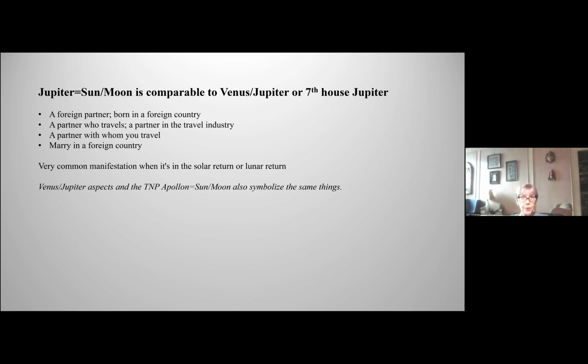they're traveling. So yeah, a foreign partner, or a partner who's born in a foreign country, a partner who travels, a partner who's in the travel industry, a partner with whom you travel, or if you just marry in a foreign country. Now, it's a very common manifestation when it's in the solar or lunar return. But this can show up other ways. As I mentioned, Venus-Jupiter aspects, or TNP Apollon equals Sun Moon, all symbolize the same thing.